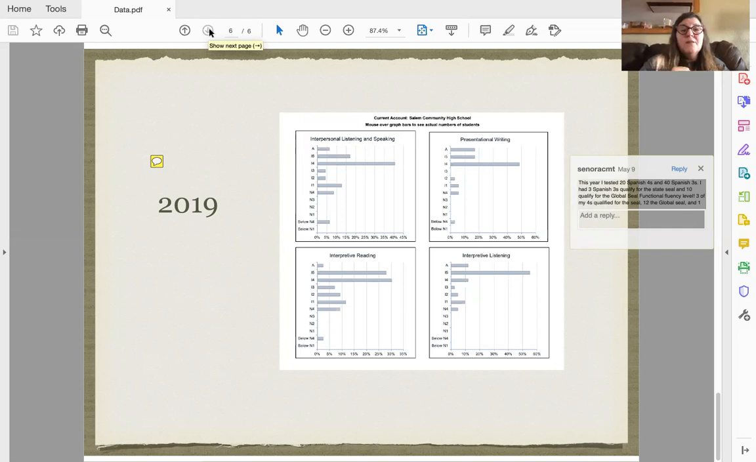And 1 girl qualified for the global seal of biliteracy at working fluency, which is advanced low in all 4 modes, which is college senior level performance.